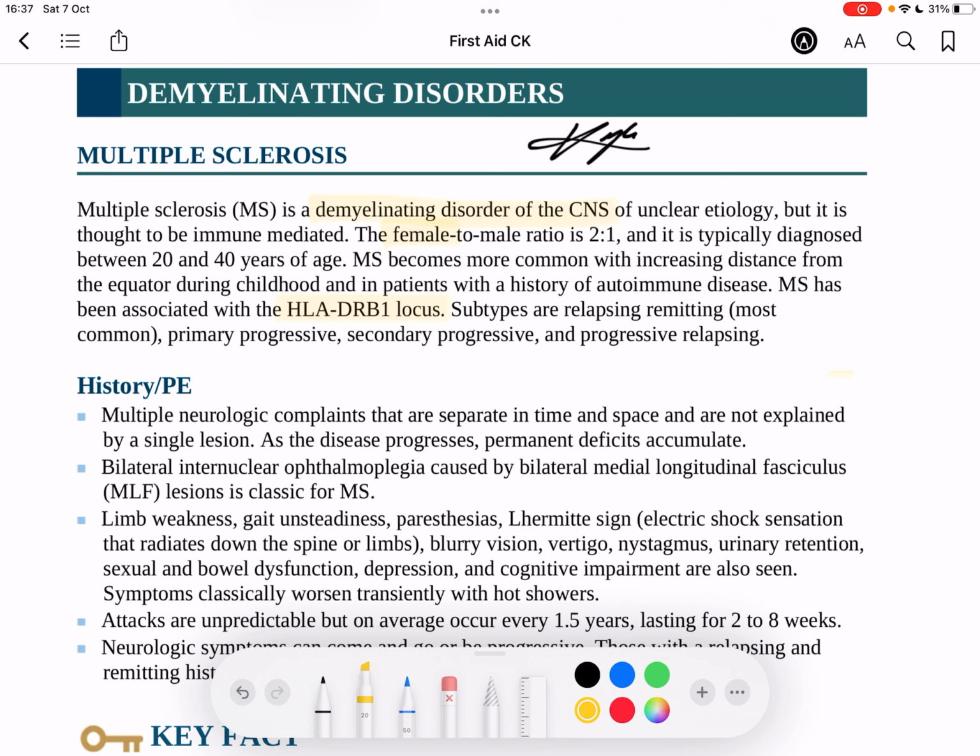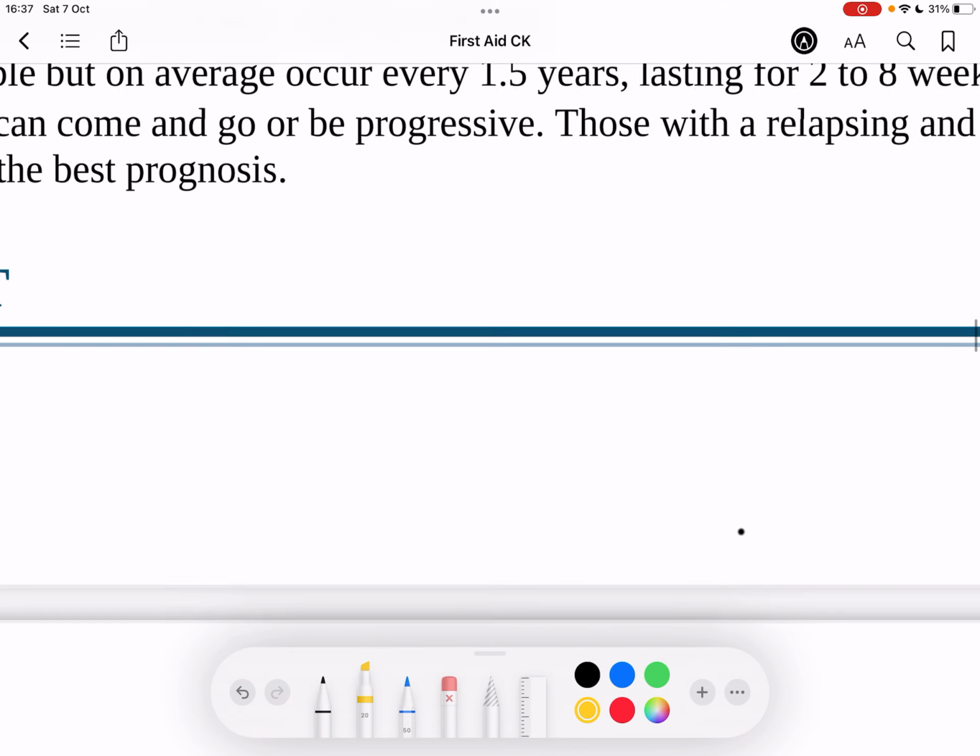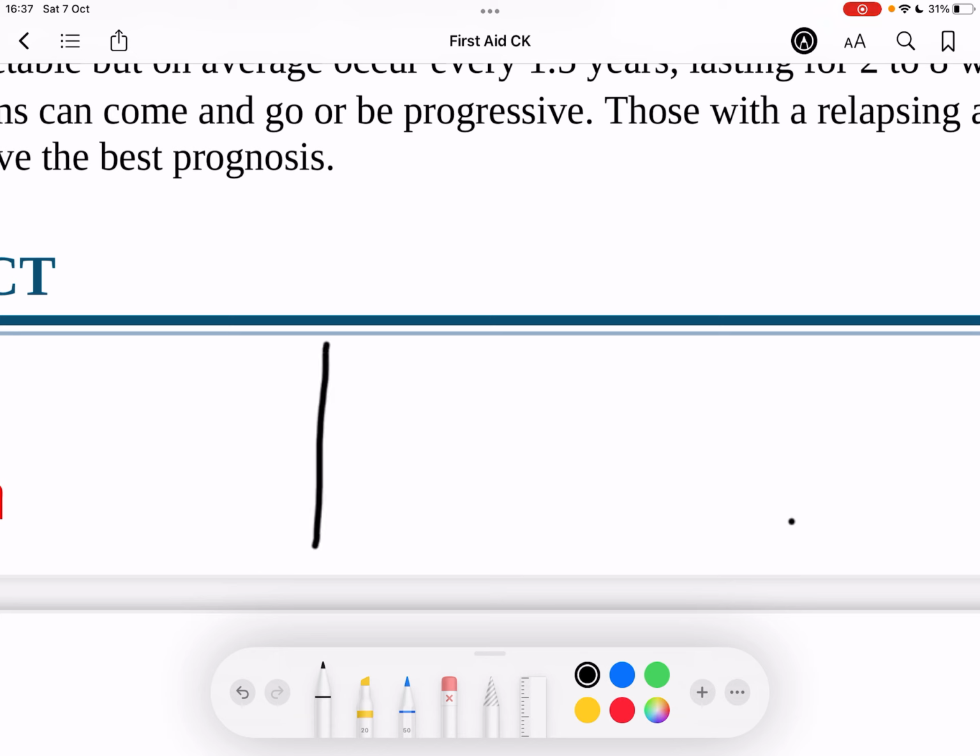Subtypes that we have for MS are the relapsing remitting, which is by far the most common. We do also have the progressive, primary progressive, secondary progressive, and progressive relapsing types. I'm going to very briefly explain what those mean. So in terms of the relapsing remitting, I'm going to draw spikes just showing some form of relapse, okay? So relapsing remitting, the patient's going to be fine, then they have some symptoms, and then they're going to remit. They may remit completely, or it may only be partially, okay?